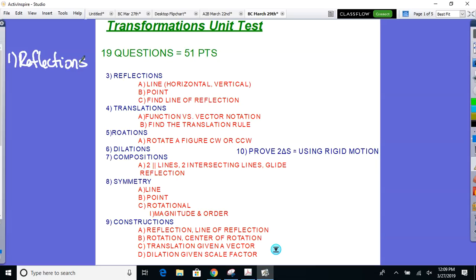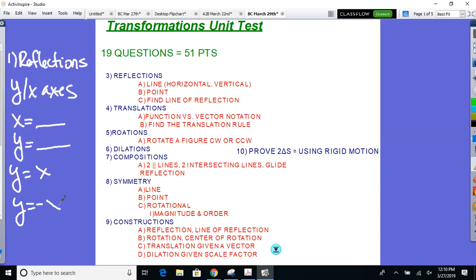As far as reflections go, line reflections, you got the y and the x-axes you got to flip over. You have any vertical line, which is x equals a number. You have any horizontal line, which is y equals a number. You have the line y equals x. And you also have the line y equals negative x. Remember, for y equals x, you flip the coordinates. For y equals negative x, you flip the coordinates and change the sign. All right, so those are the lines you're going to be reflecting over.